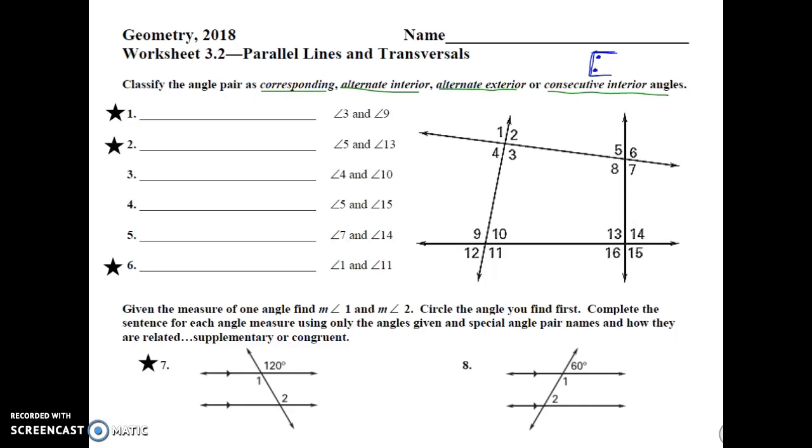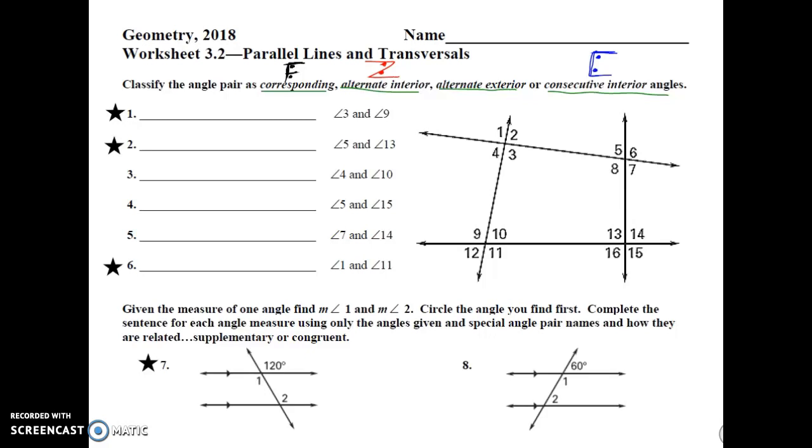Two angles will be between the lines and both on the same side. For the alternate interior angles, we'll be looking for the Z. That's where the two angles are between the lines but on different sides of the transversal. And the corresponding angles, that's where we will be looking for the letter F.